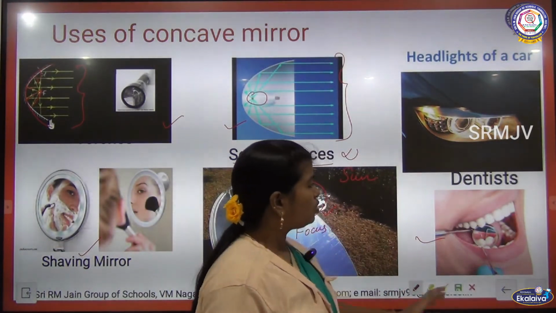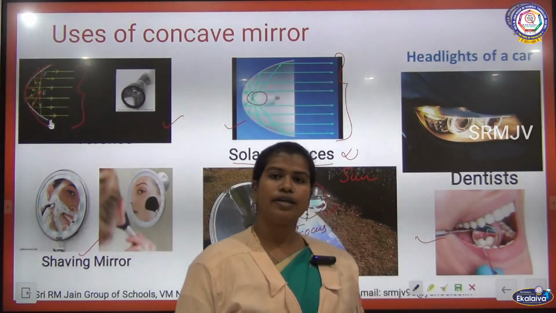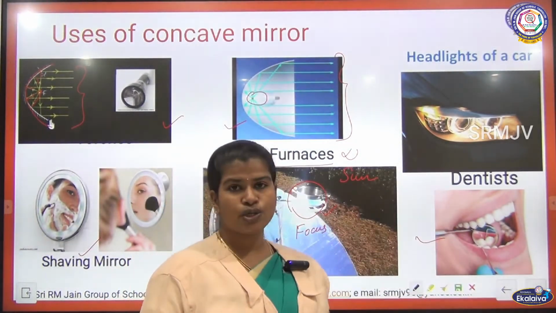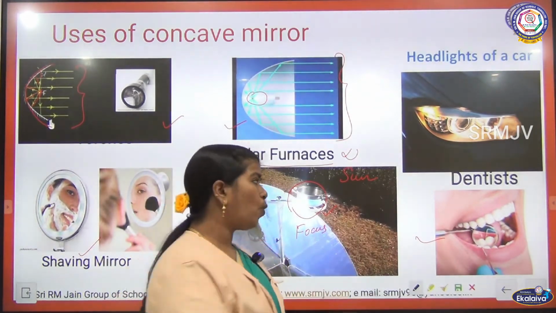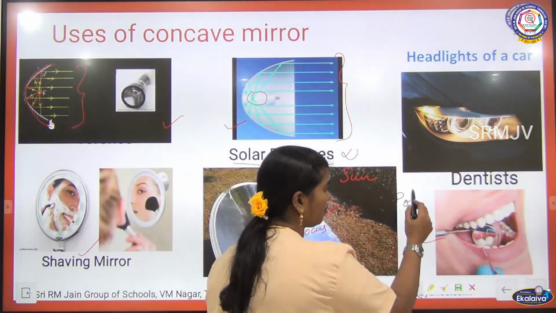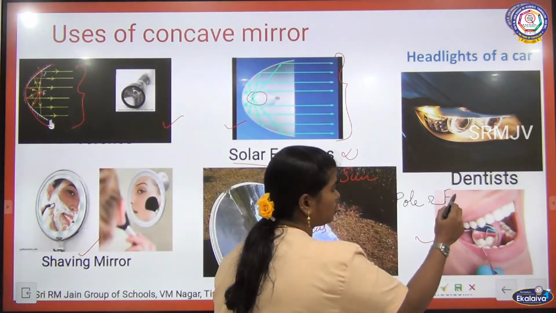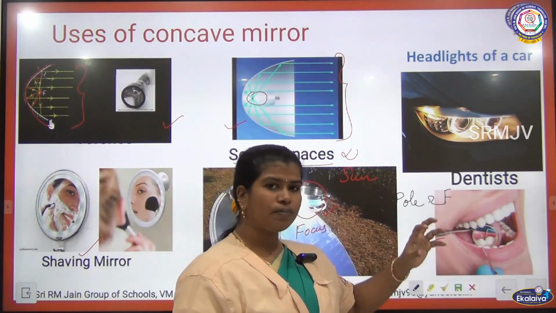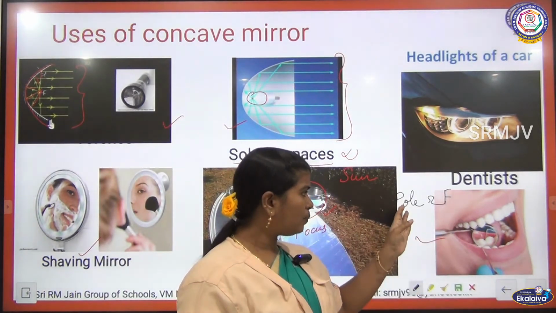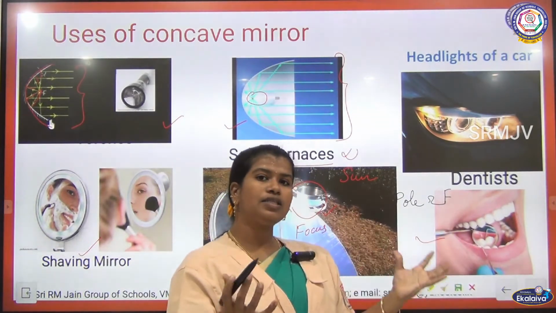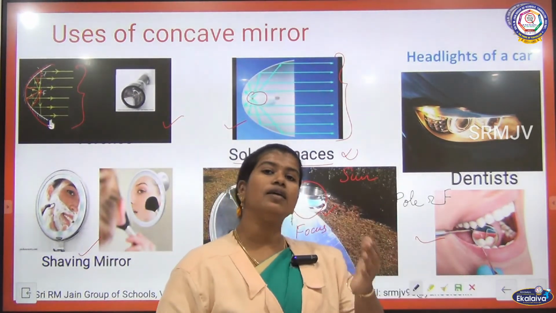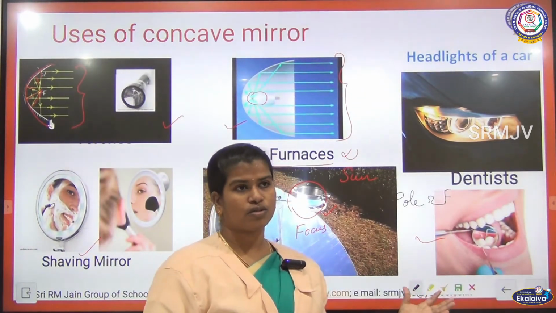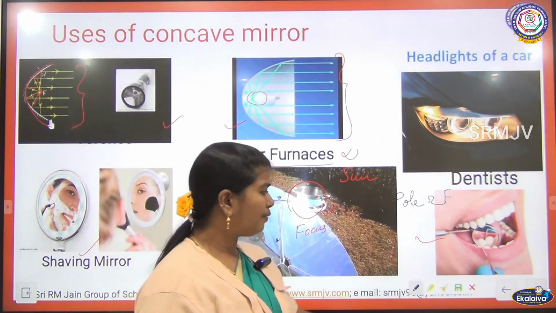And the last use is the dentist. Dentists also use the concave mirror in order to examine patients. Here also the position of the object is between the pole and the focus. So when the dentist keeps the object, that is the teeth, between the pole and the focus, an enlarged image of that teeth can be observed on the concave mirror, so that he can have an idea about the patient. Okay, so that's all about the concave mirror.